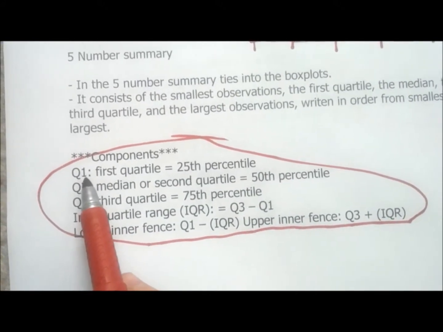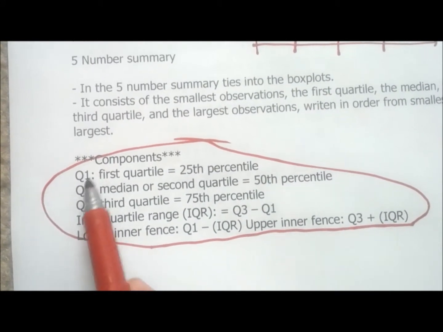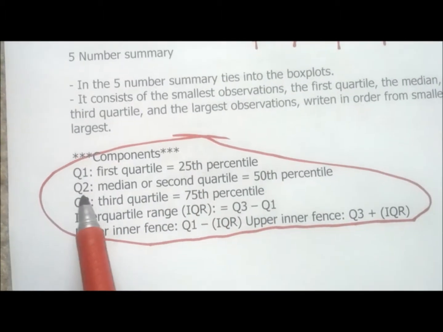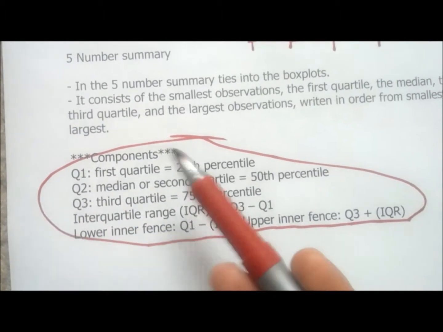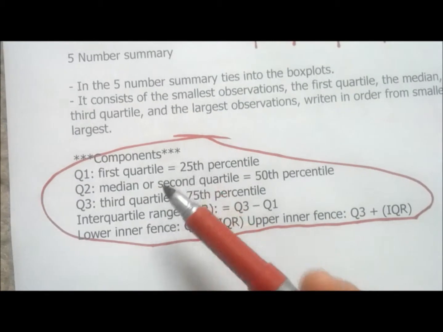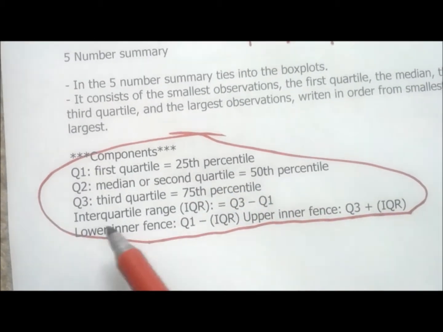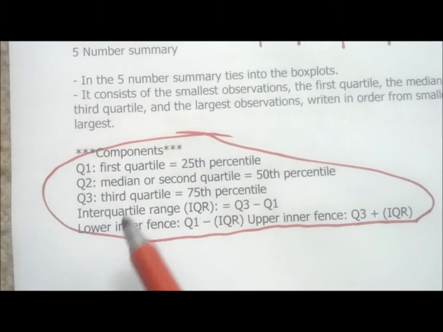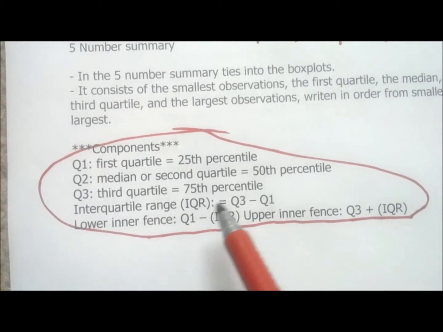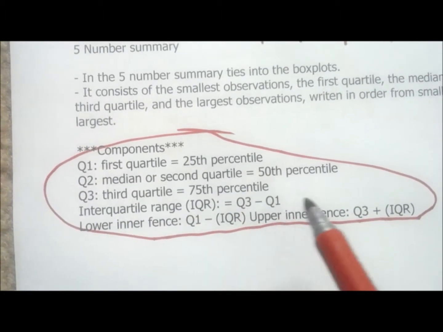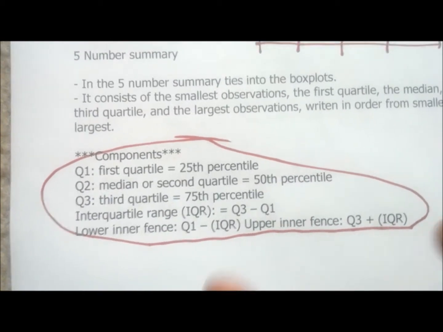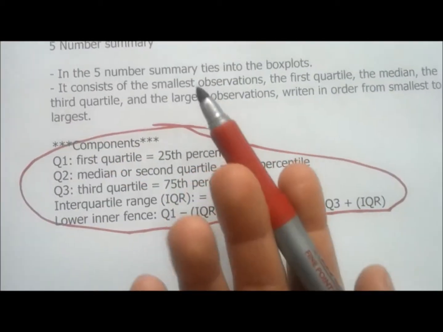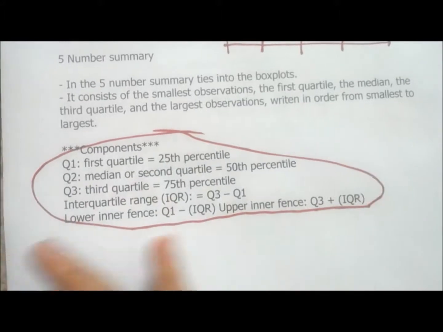Remember, the 5 components are right here. Q1, first quartile. Q2, well, you're not going to call it Q2. You'll be calling it the median, which is the 50th percentile. Q3 is the 75th percentile, or the third quartile. The interquartile range is when you subtract Q1 from Q3. These give you kind of a range of exactly how much is logical or illogical.